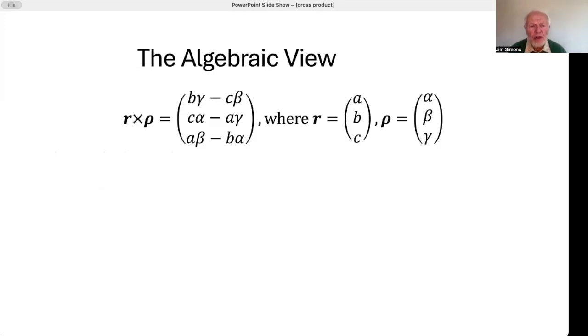So the other view is this one. It's just a piece of algebra. So here are our two vectors, and here is the cross product. That's pretty opaque, really. Looking at that gives you no clue about what direction it's pointing in, and not much idea of what size it is either. So hopeless from the point of view of getting any intuition about it. But it's much easier to calculate. And it turns out also it's much easier to prove things from this. So let's see why that's true.